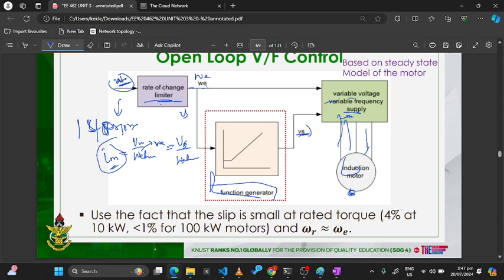So use the fact that the slip is small at rated torque. That's 4% at 10 kilowatt, even less than 1% for the 100 kilowatt motors. And so for a very small value of S, it means omega R is approximately equal to omega E, but it is not equal to, because once it's equal to, the slip will become zero. And if the slip becomes zero, the slip frequency will become zero, and the torque will become zero.